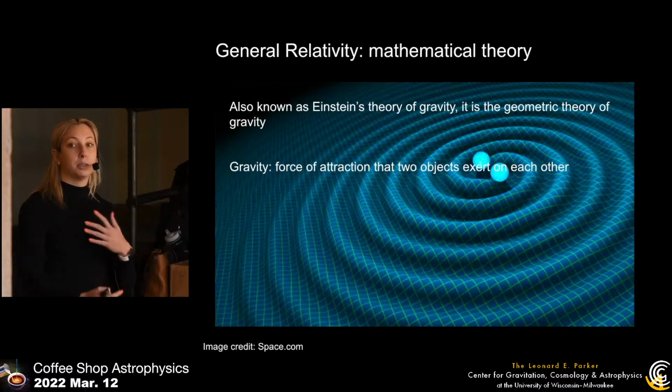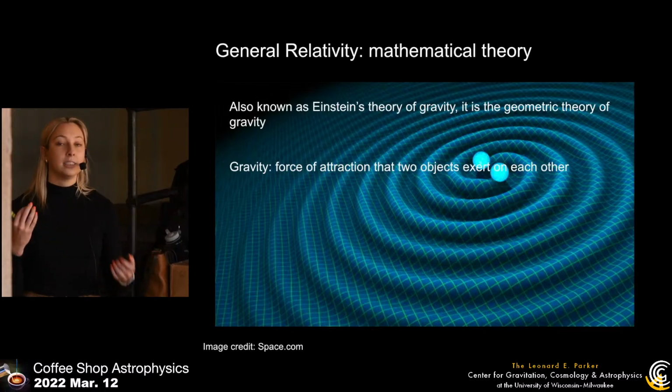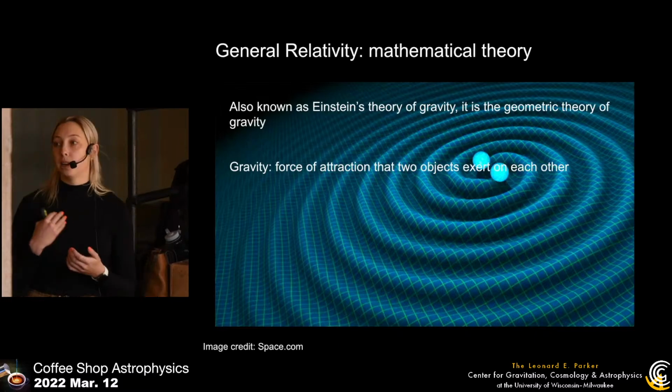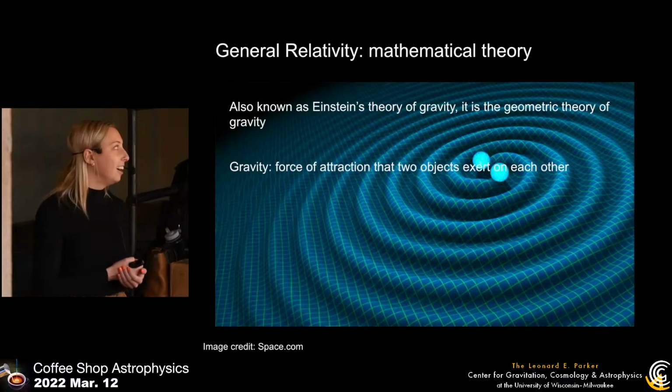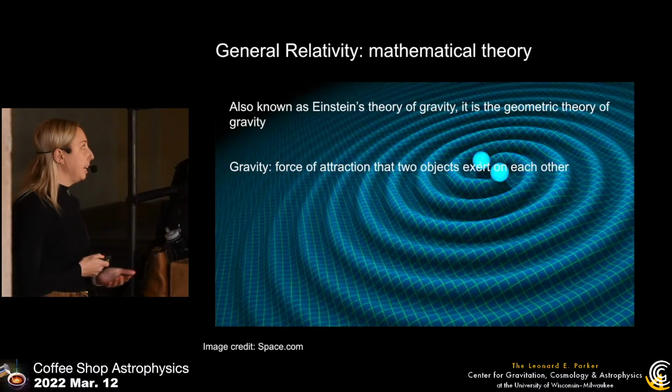For example, the Earth is pulling on us. Thank goodness, that's why we stay on the Earth. But we are also pulling back on the Earth. Since we're so much less massive, the Earth doesn't feel us at all. And that's what Newton was saying.